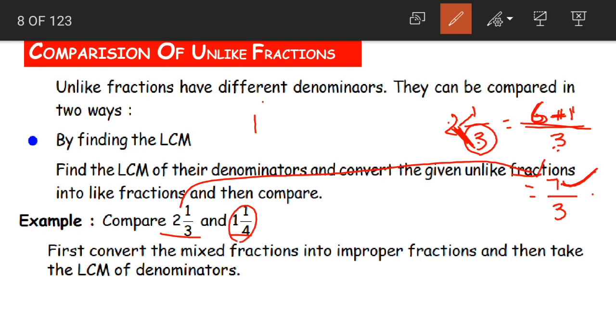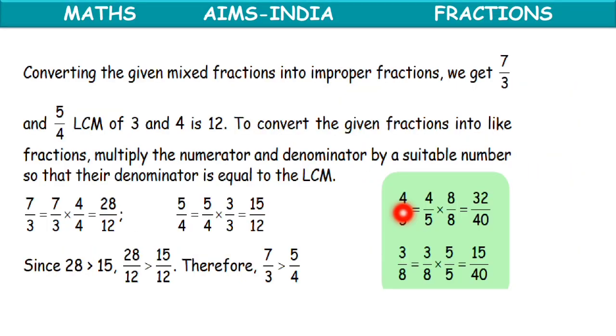Next, 1 1 by 4. Again multiply the denominator and the whole number. 1 4s are 4 plus the numerator 1 divided by our denominator 4. 4 plus 1 is 5 divided by 4. So converting the given mixed fractions into improper fractions, what do we get? 7 by 3 and 5 by 4, children.